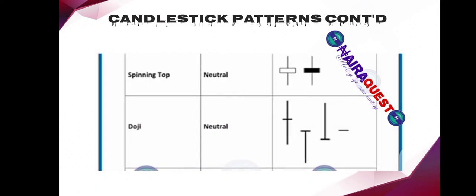Then spinning top. Spinning top suggests neutral. You can't buy and you can't sell. You can see the shape here. And when you see a candle pattern like this, it means you have to wait for the next candle after it to finish forming. The next candle after it will tell you the direction of the trend.